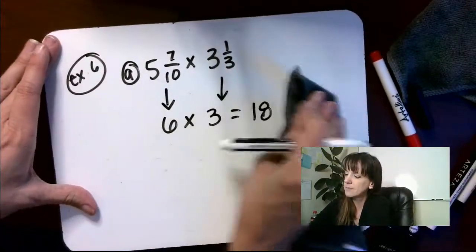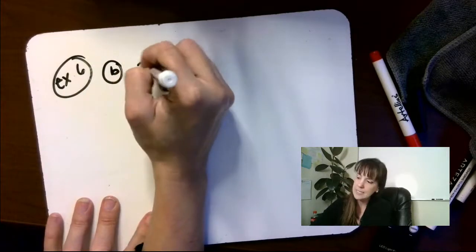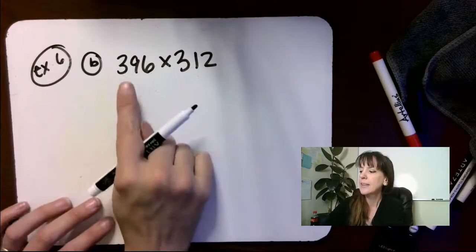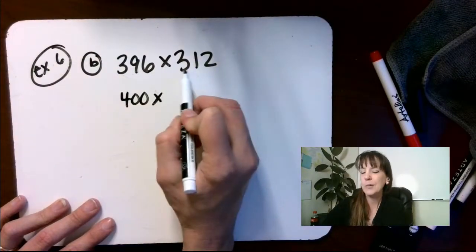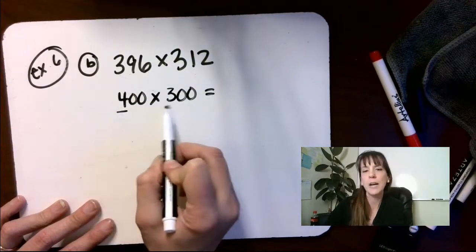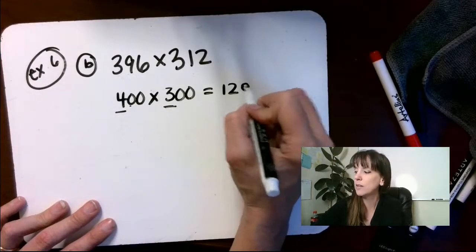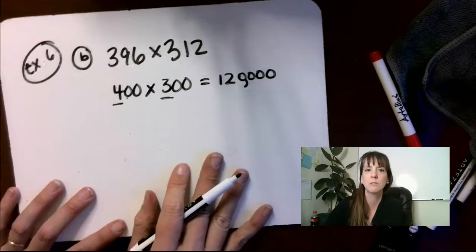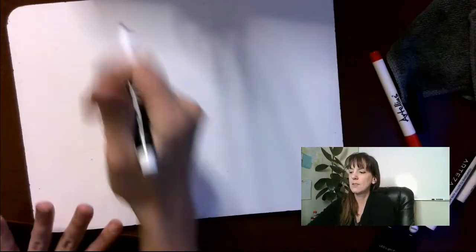That was A. Let's look at B. 396 times 312. Again, this is closer to 400, so I'm going to round that to 400. Times 312, that's closer to 300. So I take my 4 and my 3, and that gives me 12 with 1, 2, 3, 4 zeros, which means I have 120,000. So that was B.